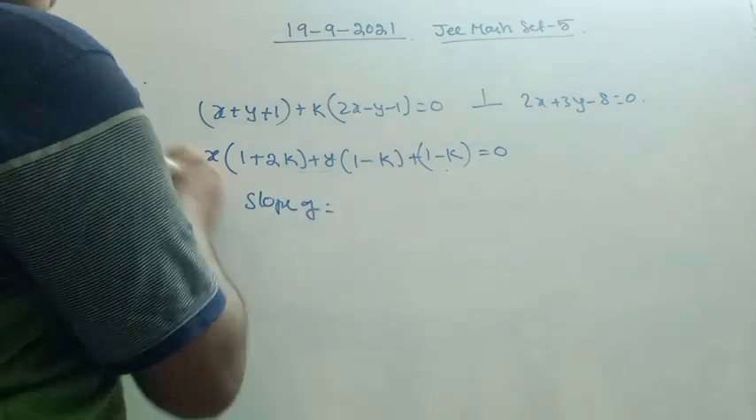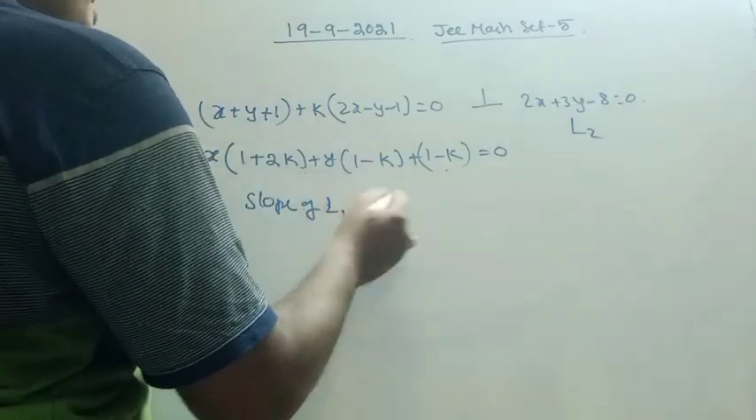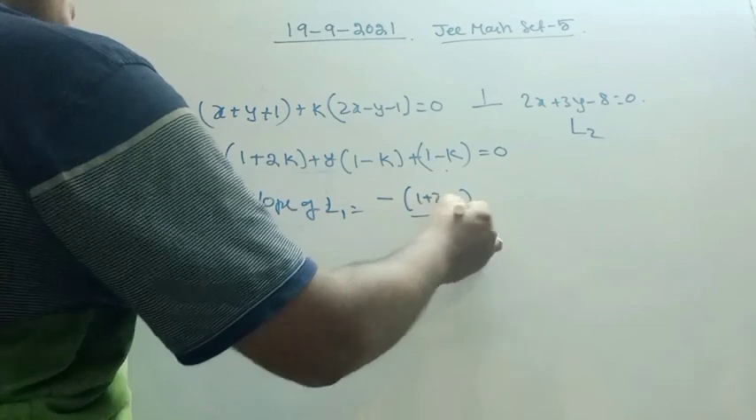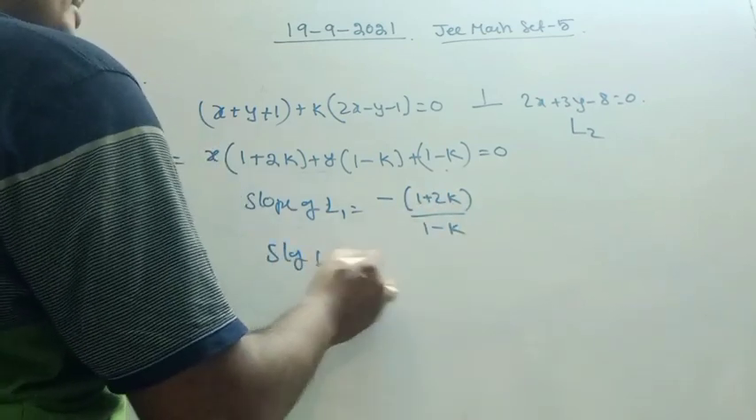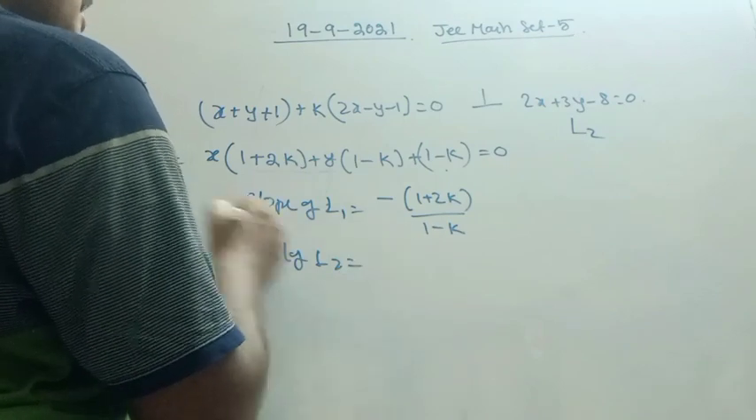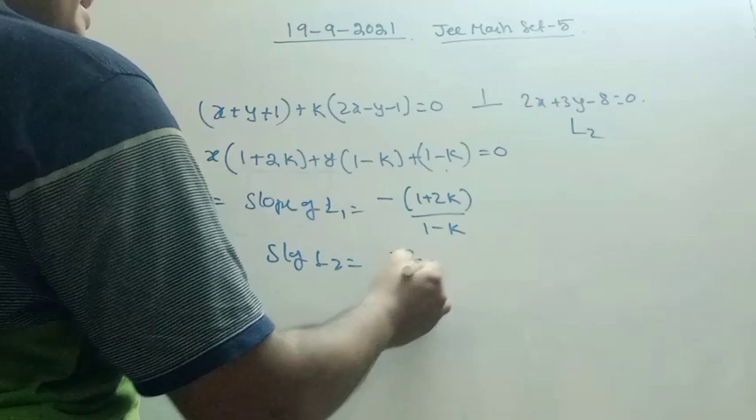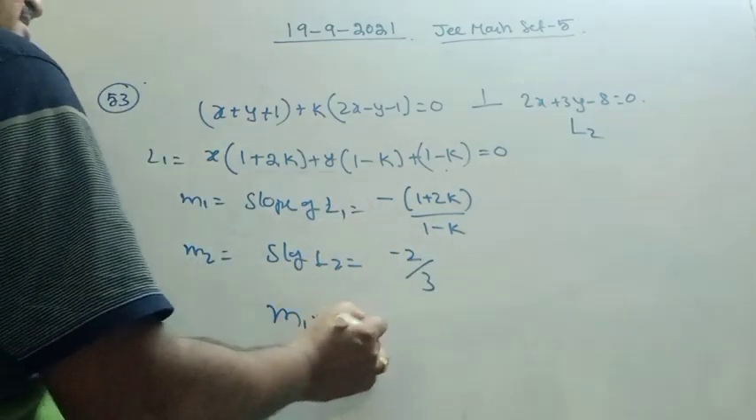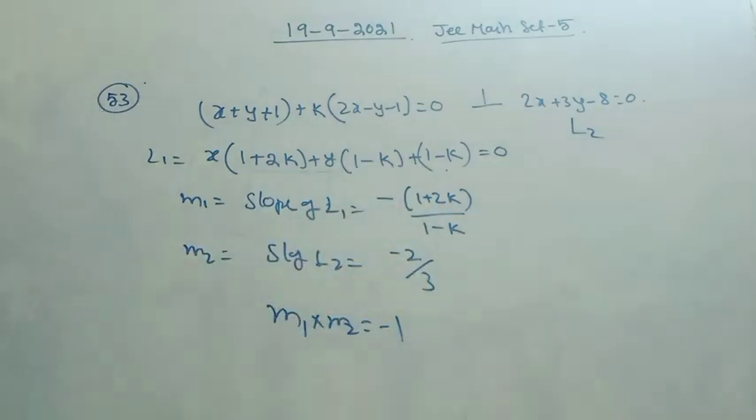Let us take this as L1, and this as L2. Slope of L1 is nothing but minus x coefficient by y coefficient, that means minus (1 plus 2k) by (1 minus k). The slope of L2 is equal to minus 2 by 3, this is m1 and this is m2. Take m1 into m2 equal to minus 1, and simplify. From that, you will get the k value. This is the way you will do this 53rd problem.